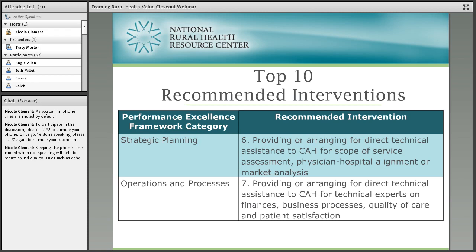Because one of the things we found out when we were doing the community needs assessment is the community would go, we want the hospital to do this, and the hospital going, but we do that, and I would go, right.